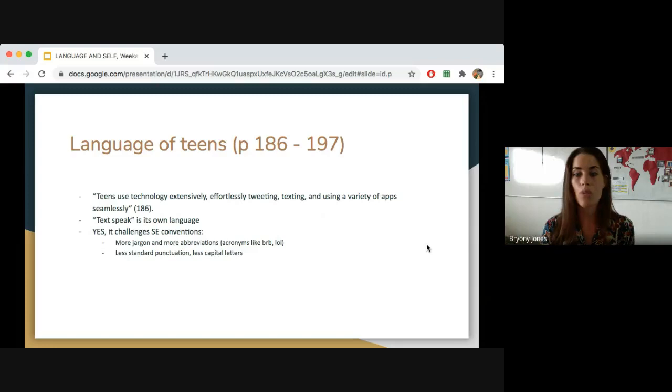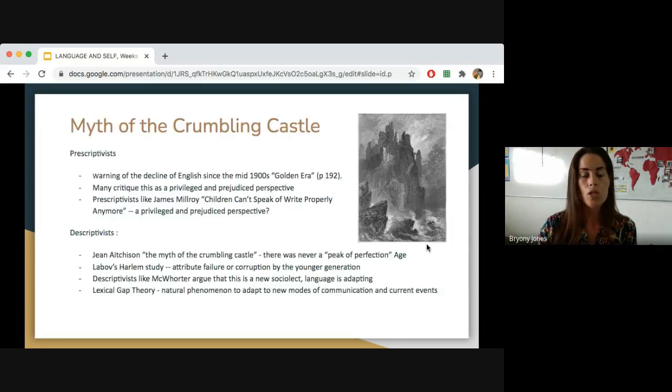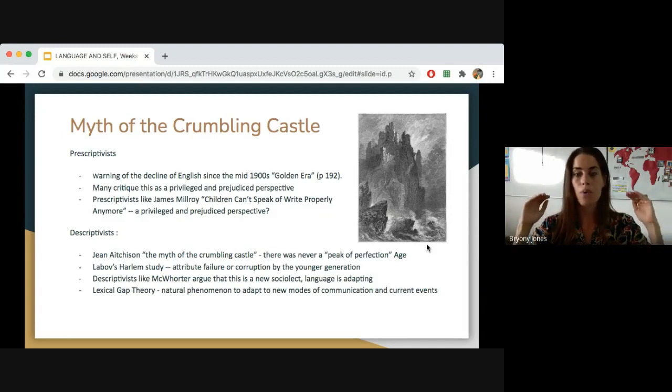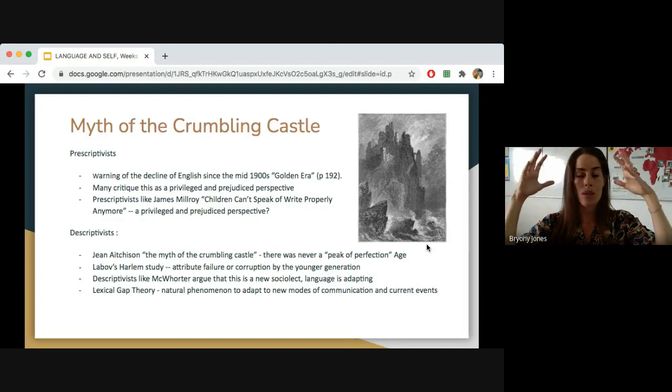more efficient language. So I want to introduce you to these different ways of looking at text speak, right? So the prescriptivist would say, like, language is deteriorating, right? English is deteriorating. These young people can't speak properly, and it would infuriate them. So this is what we can think of as this castle. And I have an image here of the crumbling castle. I'll get to this in a second. But the prescriptivists really have this notion that there is a perfect form of English, right? And you can think of it as this castle.